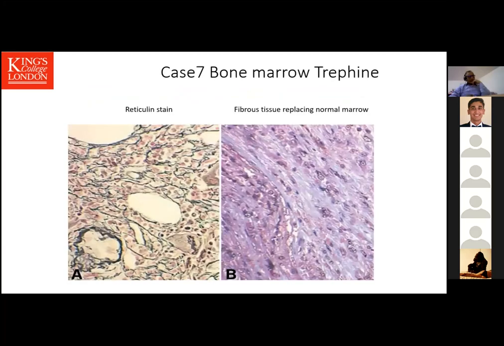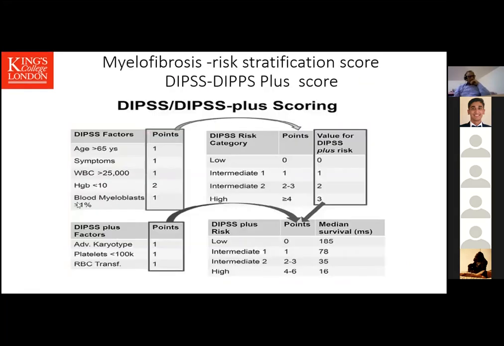We did a bone marrow. We found that he has got replacement of the bone marrow by this fibrous tissue, and this is called fibrosis. Yeah? And this is a reticulin stain, a special stain by which you can check how many fibers are there, or what's the degree of fibrous replacement.